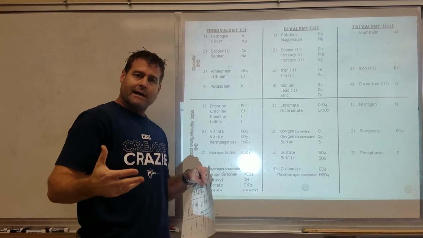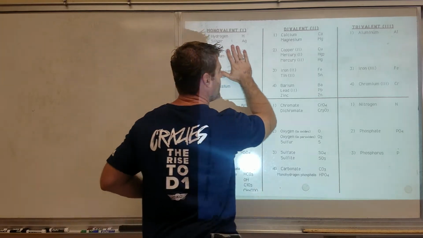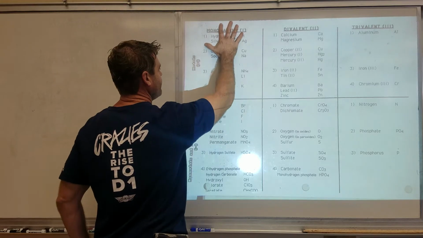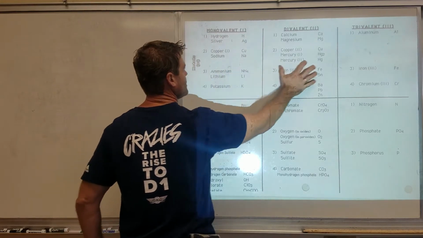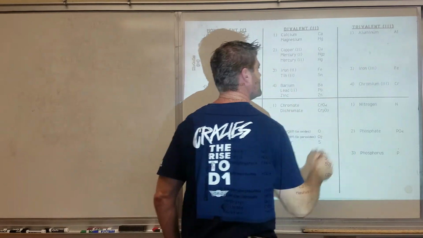You guys remember, that's kind of equivalent to, remember metals have a tendency to lose electrons. So these all have positive valence values. More specifically, in this quadrant right here, these all have a valence of +1. These all have a valence of +2, and these all have a valence of +3.